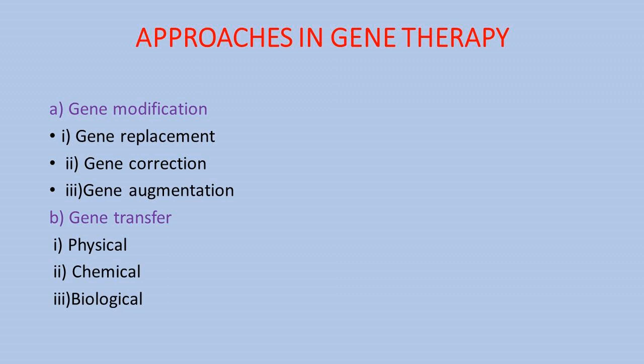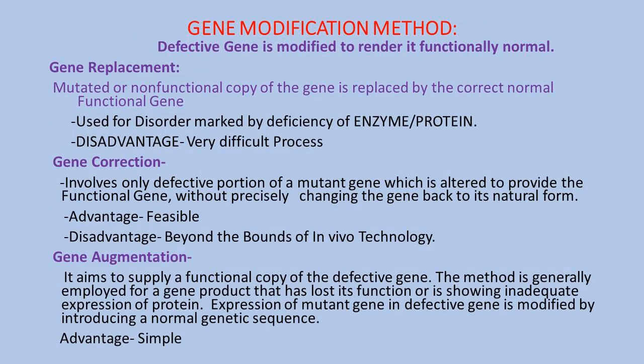In the gene replacement method, a mutated or non-functional copy of a gene is replaced by the corrected, normal functional gene. It is used for disorders marked by deficiency of an enzyme or protein, but the disadvantage is that it is a very difficult process. Gene correction involves only the defective portion of the mutant gene, which is altered to provide a functional gene, without precisely changing the gene back to the natural form. The advantage is that it is feasible, but the disadvantage is that it is beyond the boundary of in vivo technology. Third, gene augmentation aims to supply a functional copy of the defective gene. The advantage is that it is a very simple method to operate.